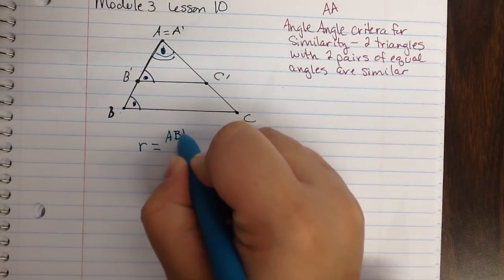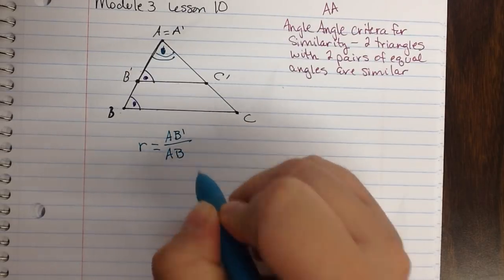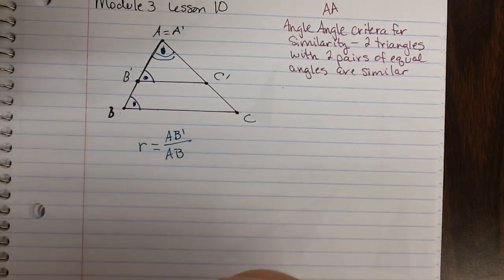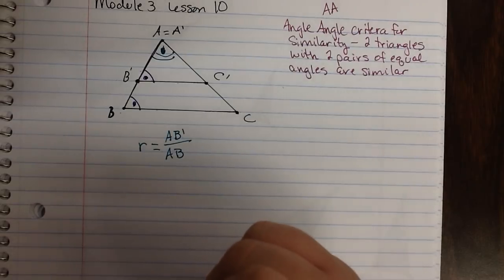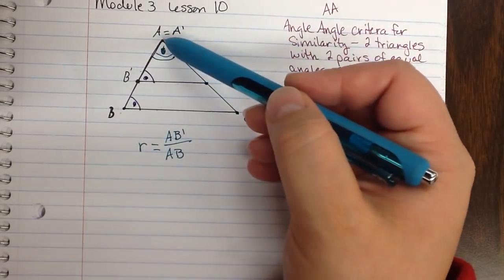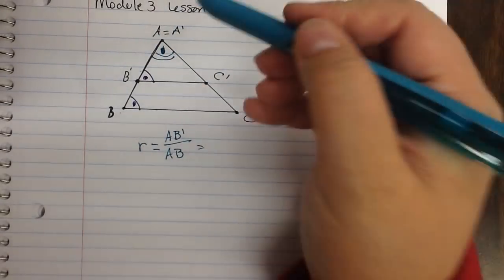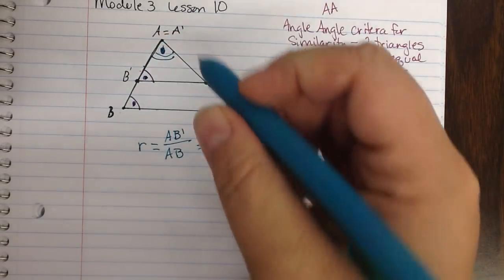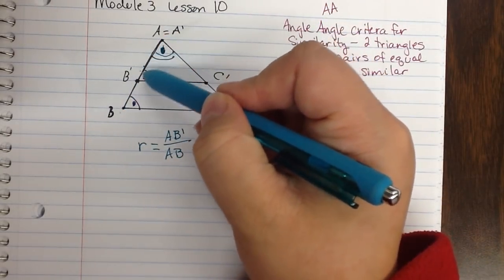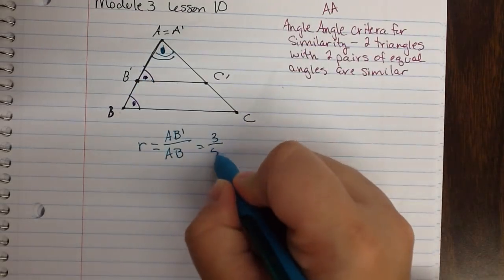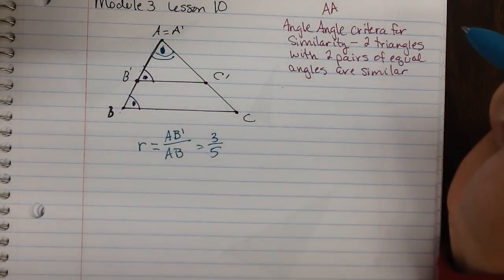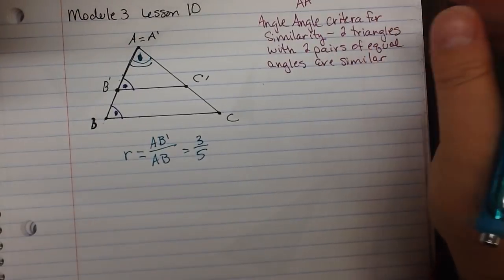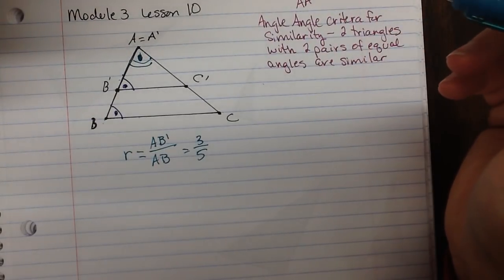A B prime over A B. So now we're just going to count. The distance from A to B prime is 1, 2, 3. And the distance from A to B is 3, 4, 5. So that would be our scale factor.